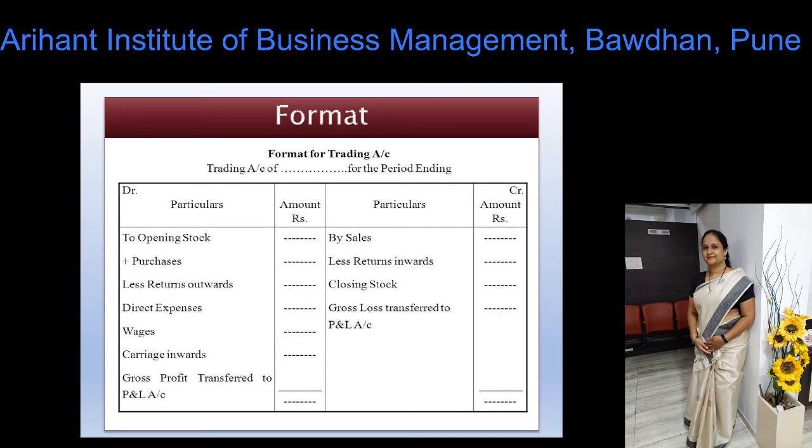Then you need to total the credit side, deduct the debit side from it, and you will get gross profit. In some cases, if the debit side total is greater than the credit side, then you will get gross loss. Gross profit will be transferred to the profit and loss account, credit side, and if there is a loss, it will be transferred to the profit and loss account, debit side.